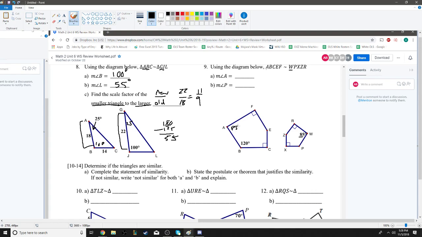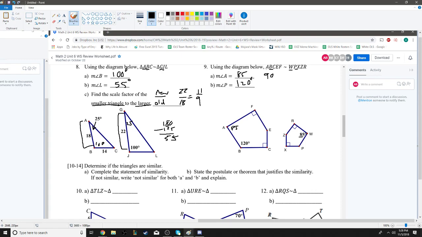And this is a 5-sided shape. A 5-sided shape needs to add to 540 degrees. So angle A is 85. But we need to find the missing angle E, which matches up with Z. Oh, hold on. It says P matches up with B. B is 120, so P is 120.